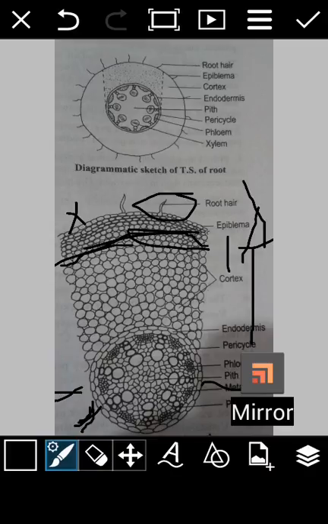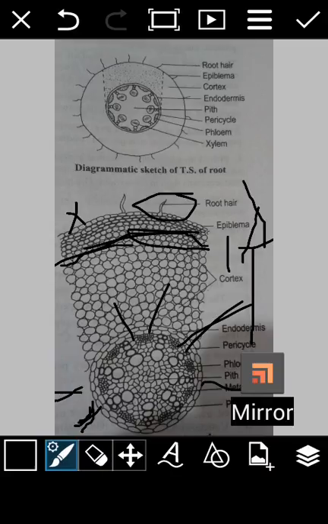Number 4. Pericycle. Pericycle lies just beneath the endodermis. Here, this region is pericycle. This single layer, it is pericycle. It lies just beneath the endodermis and is made up of thin-walled parenchymatous cells. In most plants, pericycle is single-layered, but in some plants the pericycle is several layered. It stores food, and lateral roots also originate from this layer.